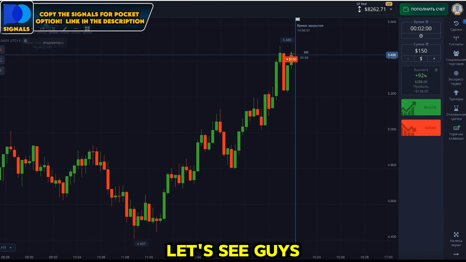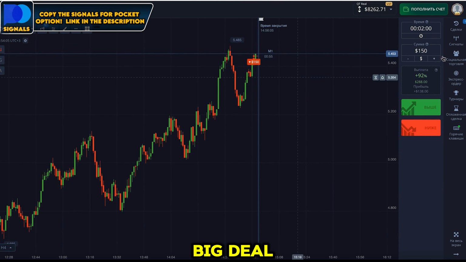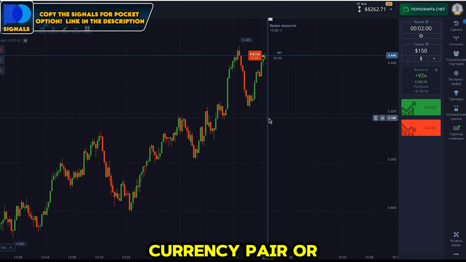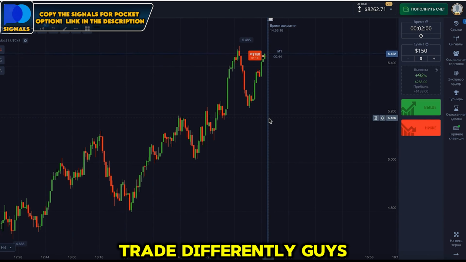Let's see, guys. If anything, an additional entry can be used. It's not a big deal. I will then use the additional entry for 1 minute, possibly, either on this currency pair or another, or for 2 minutes. So we always trade differently, guys.